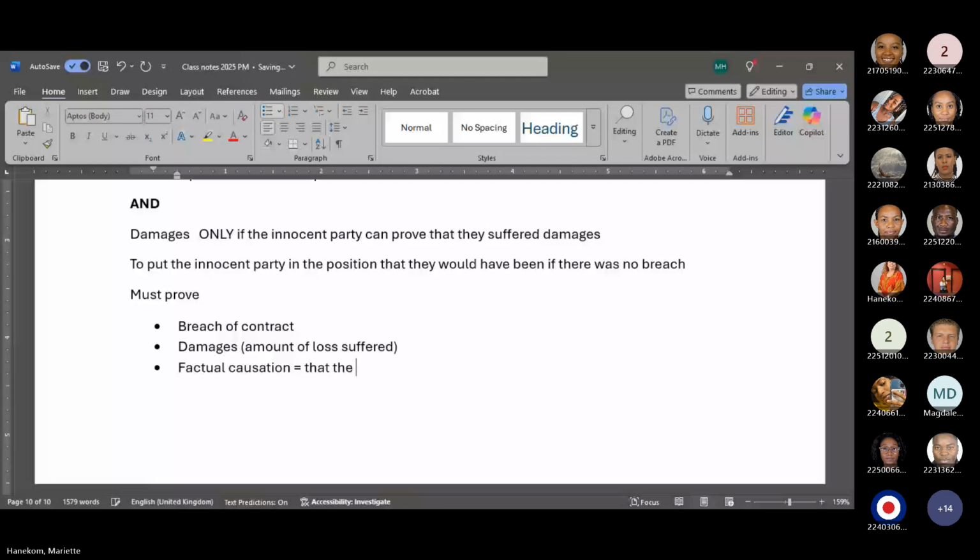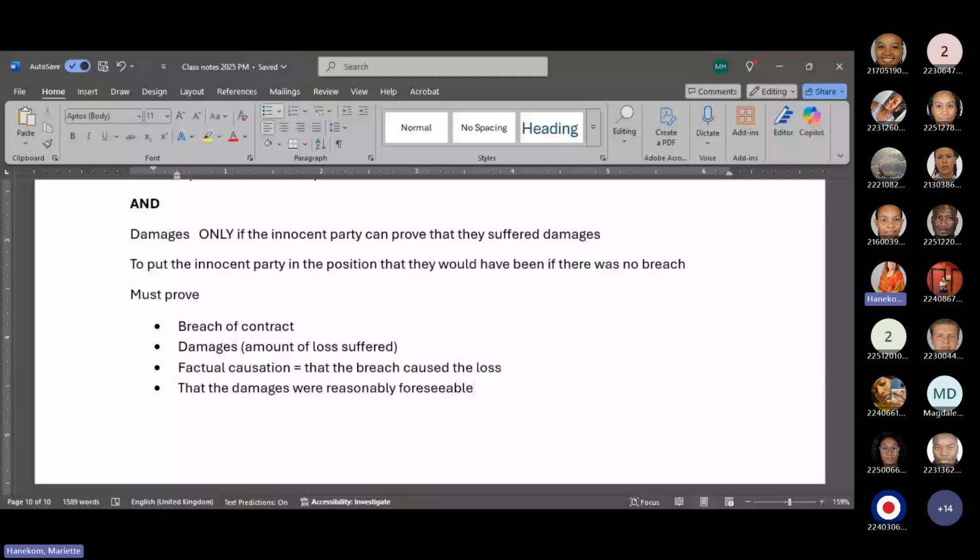That the breach caused, that the two are directly connected, that the breach caused the loss. That it could have been foreseeable. So when the party breached the contract, they could have or should have realized, should have foreseen that the innocent party will suffer loss or lose money as a result of this.